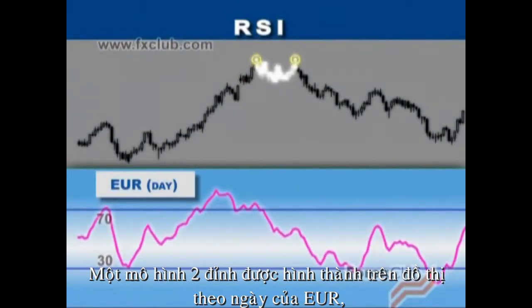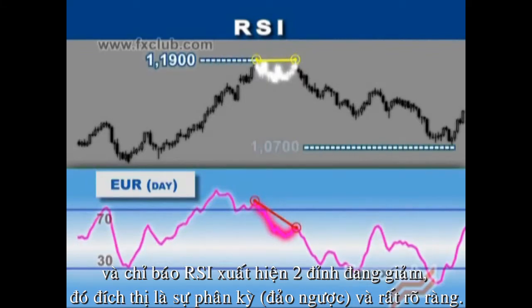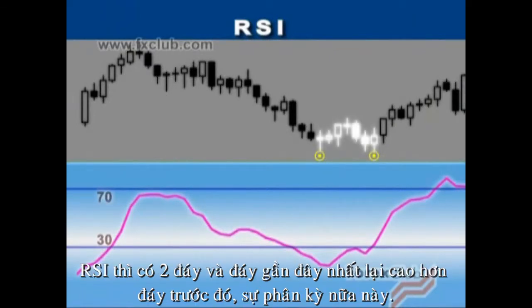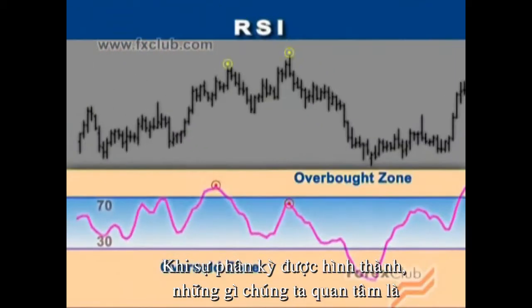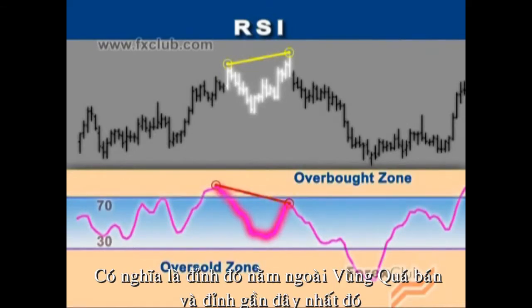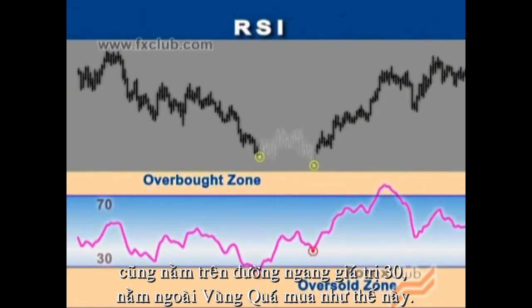A double top has formed on the daily chart of the euro, and RSI indicates two falling highs. It's a divergence and it's a strong one. Here we can see a double bottom on the price chart. RSI has formed two troughs and the last one is higher than the previous. Divergence again. When a divergence forms, what we really like is when the last indicator high is below the signal line of 70, that is outside the overbought zone, and also that the last trough of RSI is above the 30 line outside of the oversold zone, like this.